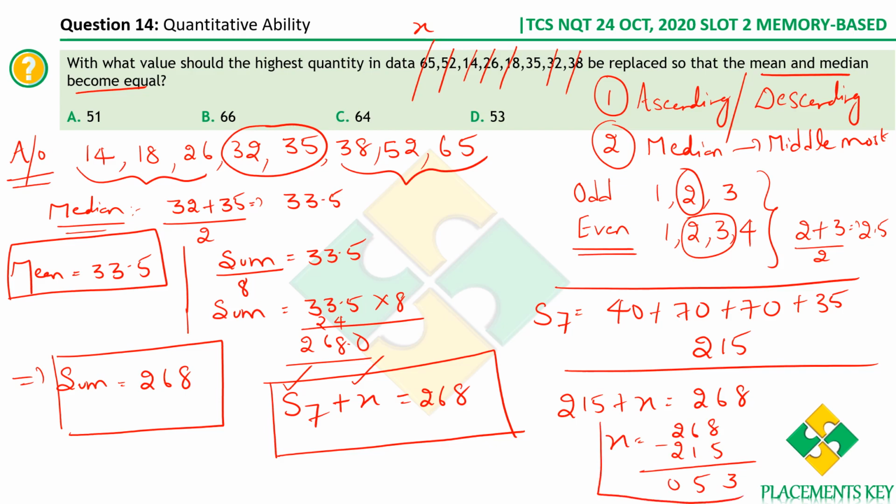So x is supposed to be 53, so that the mean of the observations is equal to the median of the observations. See, the median still doesn't change. Why? See here, instead of 65 you get 53, and still the median is 33.5. Therefore 65 has to be replaced with 53, so that the median is 33.5 and the mean is also 33.5. I hope this question is clear for everyone. Please pause the video and revise it once to understand it better.